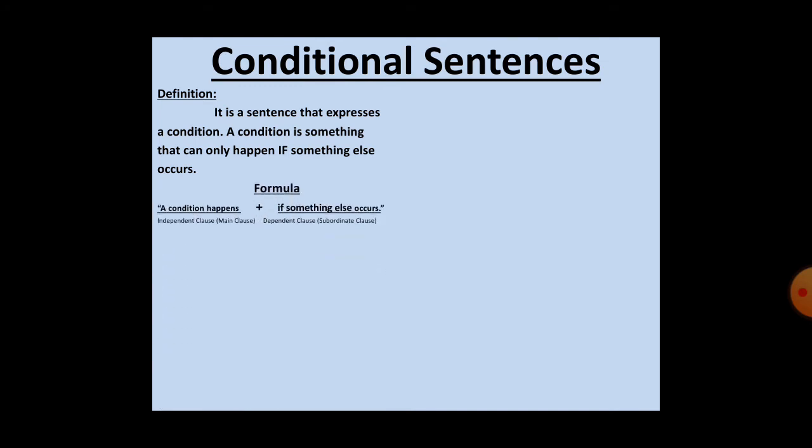So this is the general formula of conditional sentences. A conditional sentence always has two clauses. First is a condition happens, and the second one is if something else occurs. Okay. So independent clause and dependent clause are the parts of conditional sentences, and it can be varied. You can use independent clause first, then dependent clause, and we can also use dependent clause first and independent clause after that.